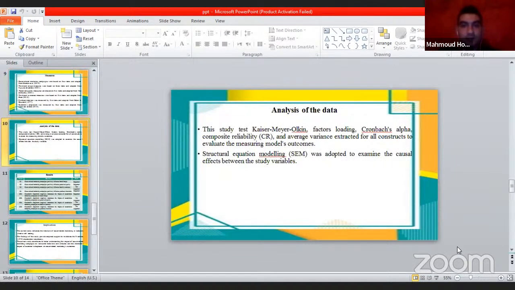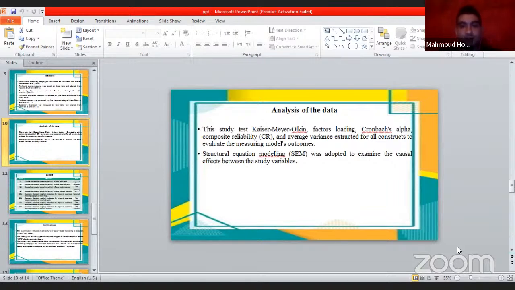Analysis of the data: the study used Kaiser-Meyer-Olkin to assess the adequacy of the sampling data. Factor loading determines whether the data is essential for analysis. Cronbach alpha and composite reliability determine the internal consistency. Average variance extracted for all the variables measures validity. And structural equation modeling examines the structural relationship between the variables.